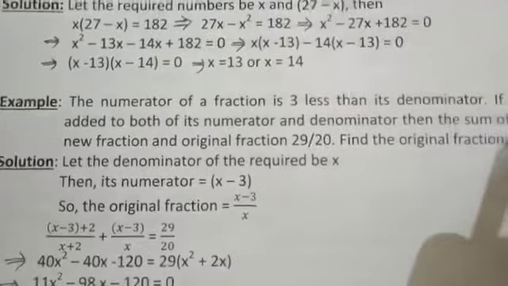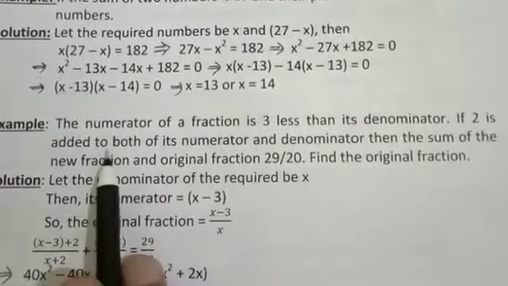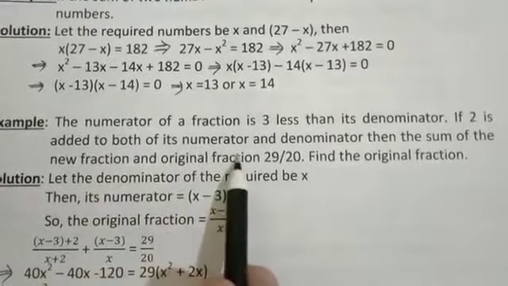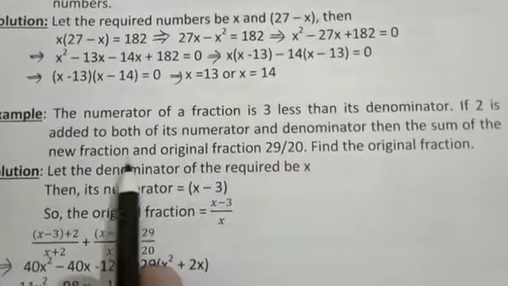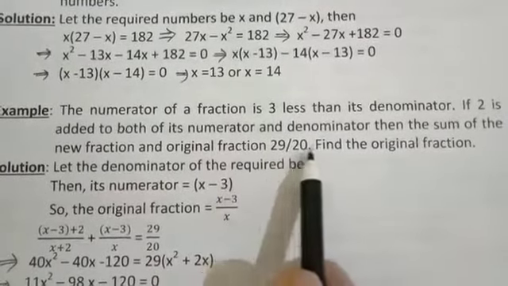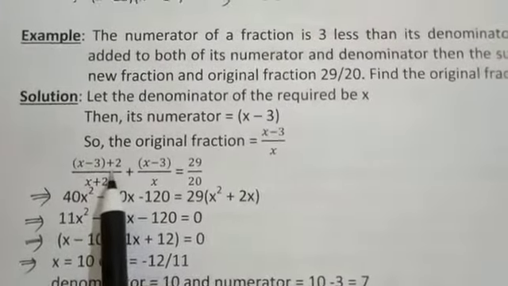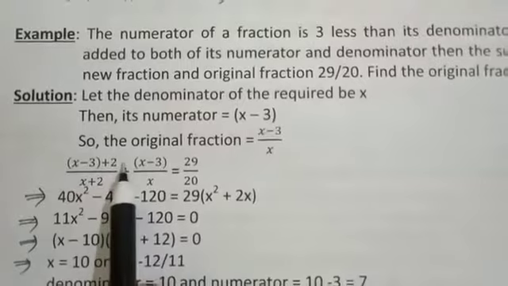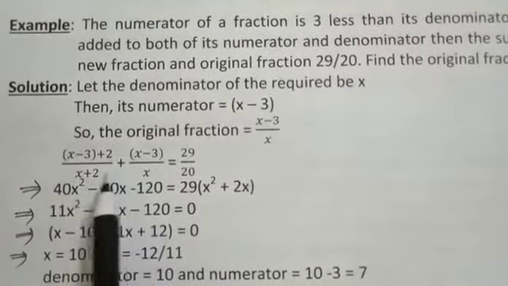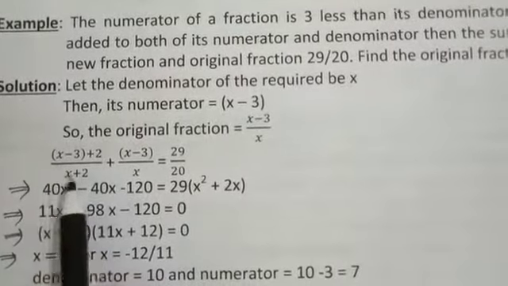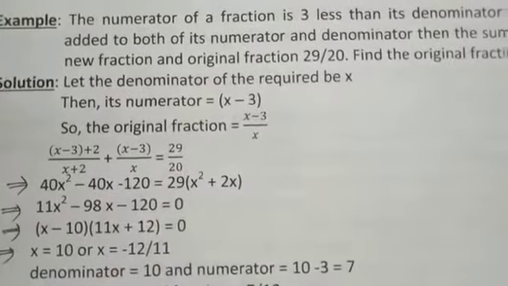Now coming to the second sentence: if 2 is added to both its numerator and denominator, then the sum of the new fraction and original fraction is 29 by 20. So if we come to the equation part, if we add 2 to the numerator as well as to the denominator, this is the new fraction. The sum of the new fraction and the old fraction is 29 by 20.